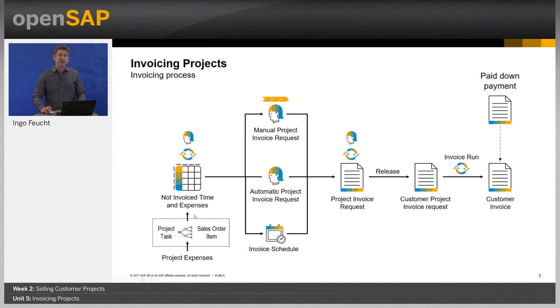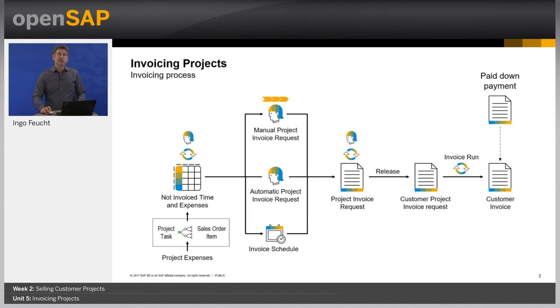The not invoiced time and expenses is a work list for the project manager where he or she can work on the expenses that have not been invoiced. For example, it is possible to write off certain expenses because you do not want them to be invoiced at all. Or you could block certain items because you do not want to invoice them at this point in time. And the third option is to enter a sales order item when the system rules couldn't determine a sales order item. Or you can manually adjust the sales order item if you do not agree with the system default.